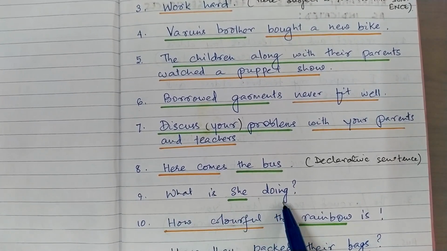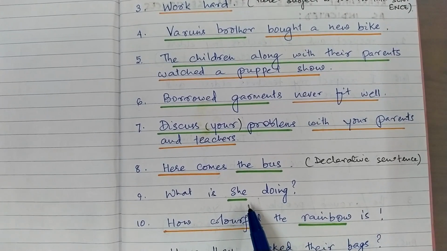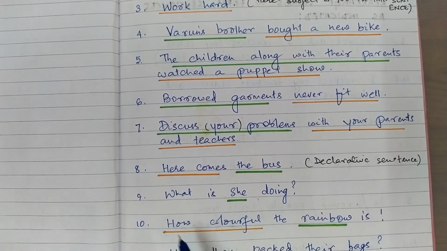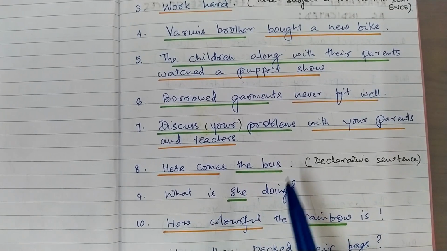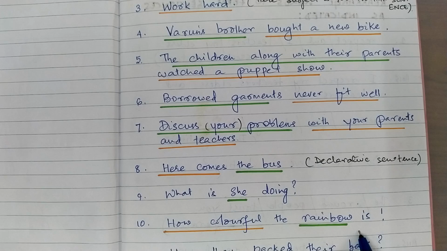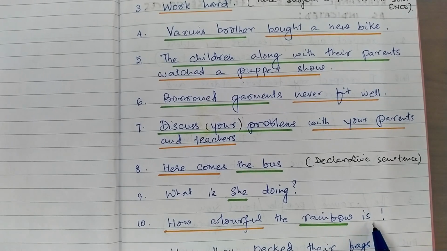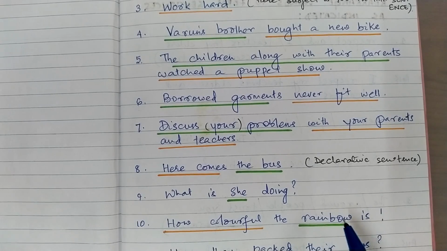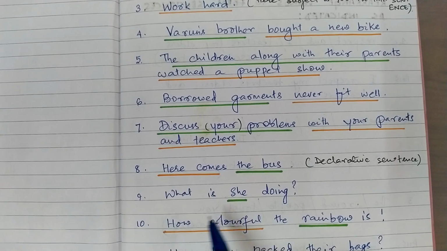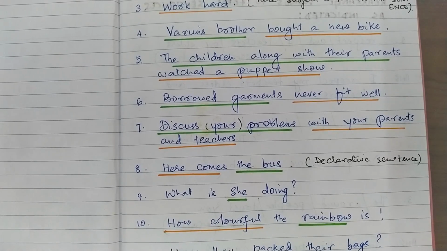Number 9. What is she doing? Identify first the subject which is she. Now what is she doing? That is, she is the subject here. How colorful the rainbow is. Children, this is an exclamatory sentence. We are talking about the subject here which is the rainbow. So what about the rainbow? How is the rainbow? What is it? The predicate is how colorful.